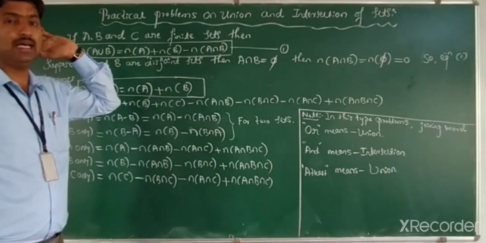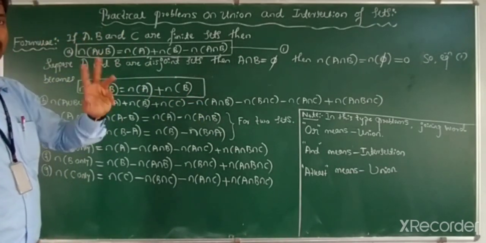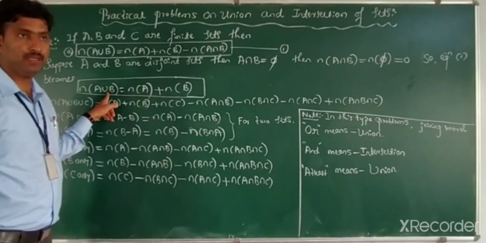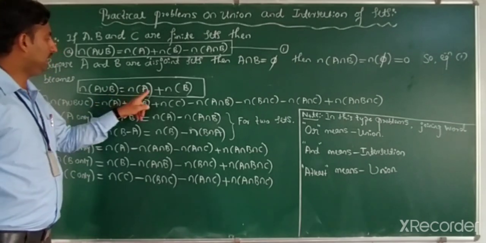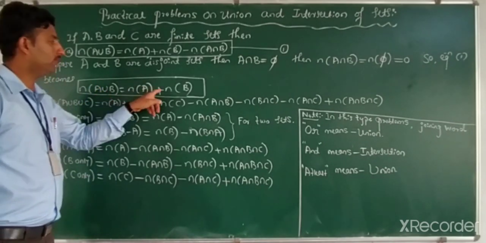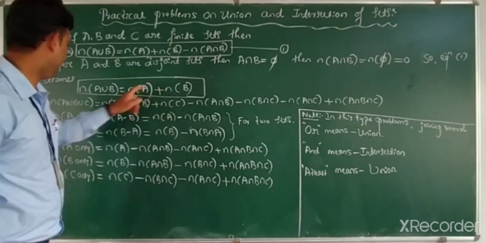Therefore, as I told you in the first or second classes, union is always addition. In case of union, it means addition. Just observe, this is the symbol for union. This union will become addition. Union is addition.